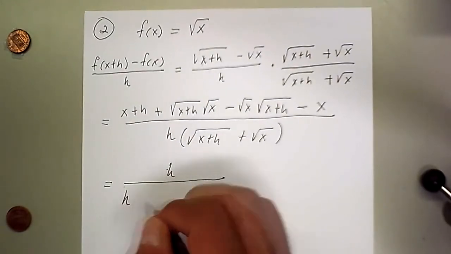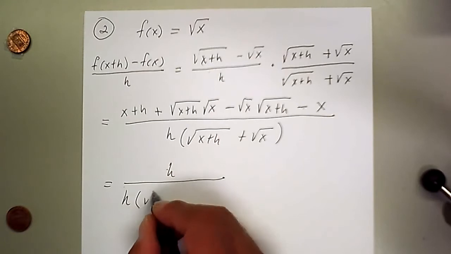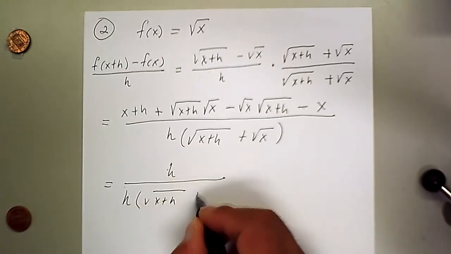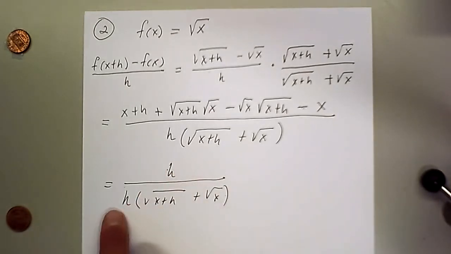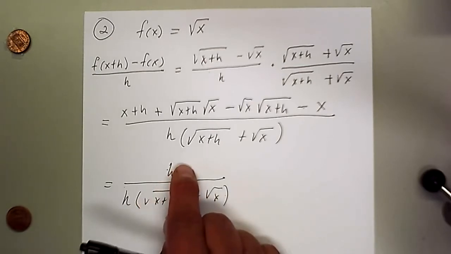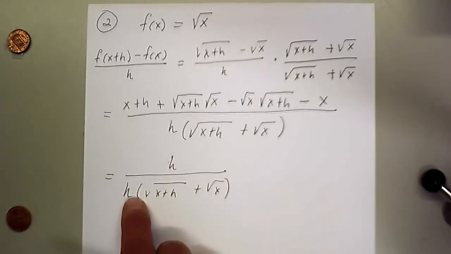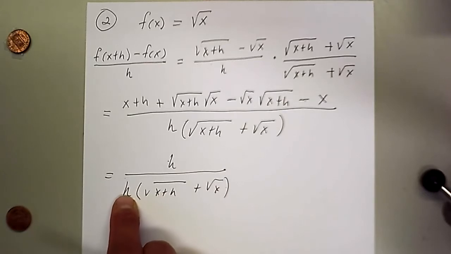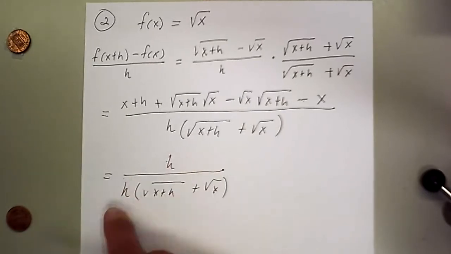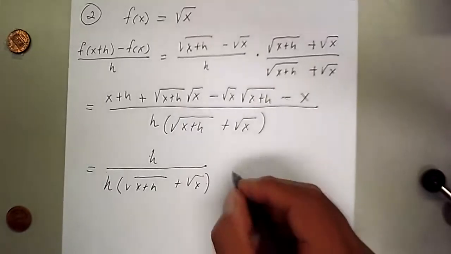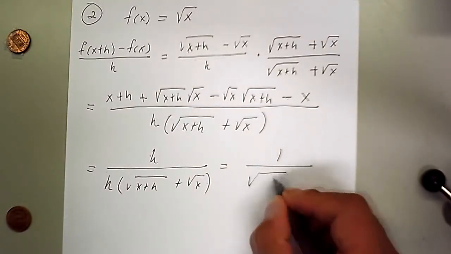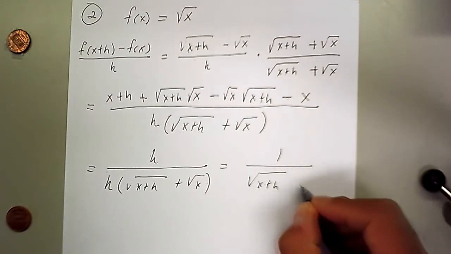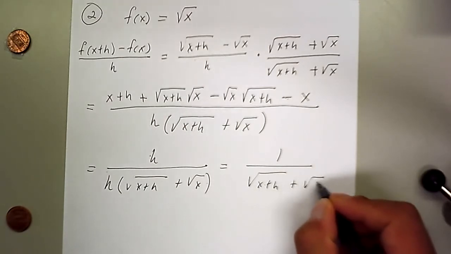The denominator is the same, square root of x plus h plus square root of x. And now the h's do simplify because we're multiplying h times this quantity. So we are dividing by this quantity, but in the division, there is a multiplication. So I might just as well simplify those two. So this is 1 over square root of x plus h plus the square root of x.